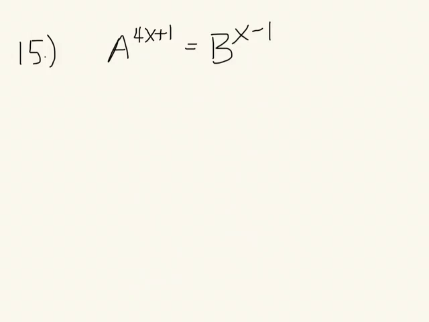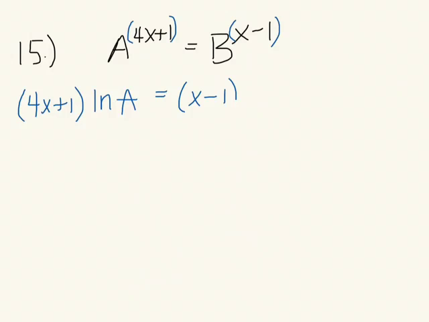So let's work with this. I'm going to use natural log here just because I can. You can use log base 10 if you would like. But I'm going to use natural log of both sides in order to pull down our exponents. So I end up with 4x plus 1 times ln of a equals x minus 1 times ln of b. So taking the natural log or common log of both sides lets us pull down that exponent.